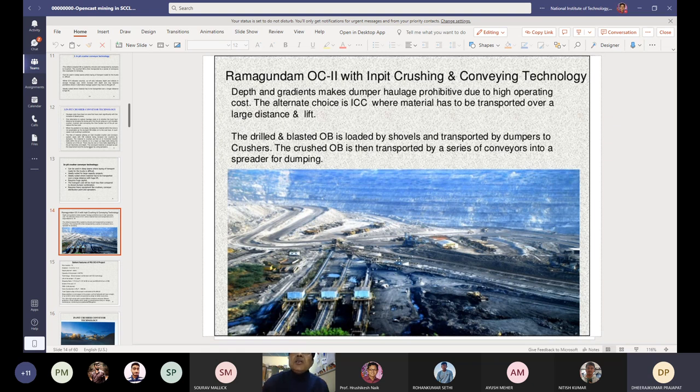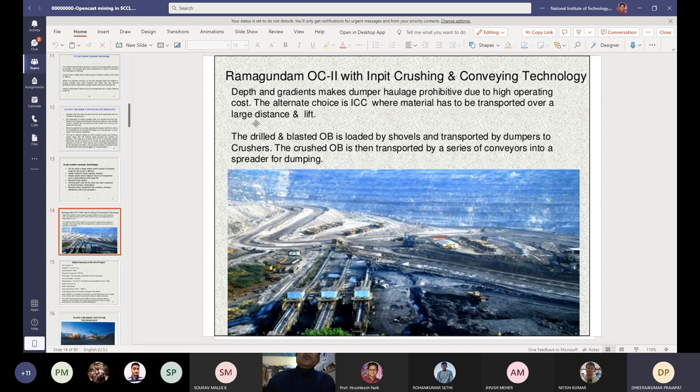Here you see the layout of the pit. These are the crushers. Three crushers are there, and three belt conveyor systems are there.